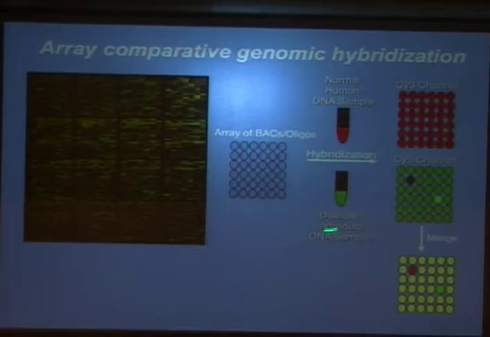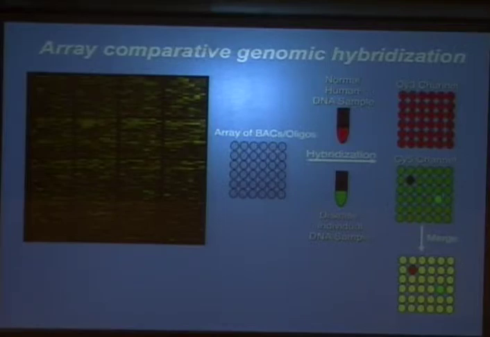And then we take our subject of interest, and we label them with a different fluorescent molecule. And we take both of those samples, and we put them on that glass slide, and we let the DNAs hybridize to the target here, okay? Now, if the amount of DNA of any region in this sample and that sample is the same, the color intensity will be the same. So you'll get green, red, you get yellow.